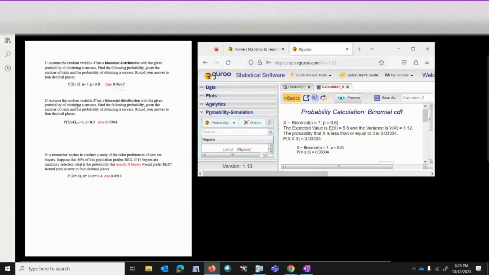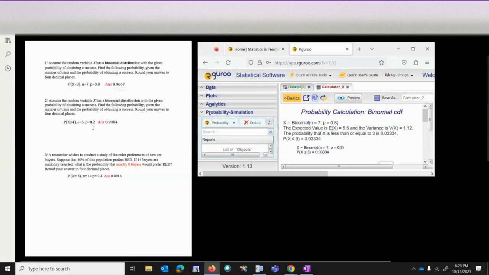Assume the random variable x has a binomial distribution with the given probability of obtaining a success. Find the following probability given the number of trials and the probability of obtaining a success. Round your answer to 4 decimal places. Again, as you can see here, it's very straightforward: P of x less than or equal to 4.